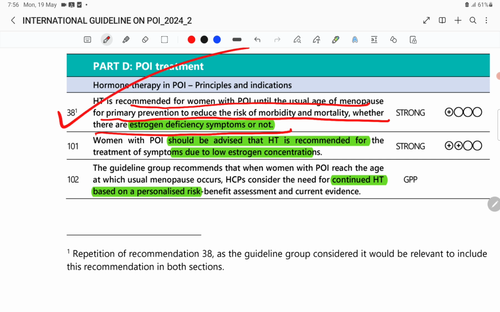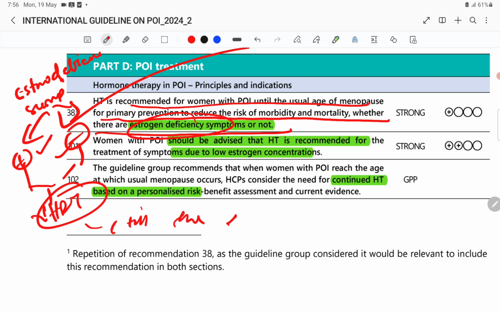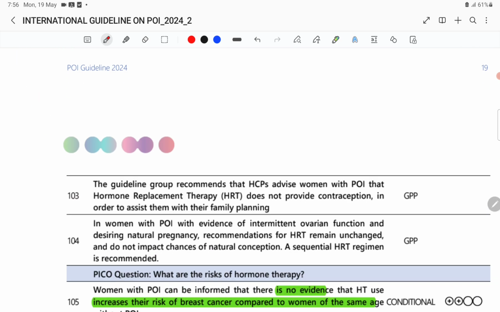So a very, very important statement here. They told: whether they have symptoms or not. Whether estrogen deficiency symptoms are present or absent, regardless of the symptoms, you have to give HRT until the usual natural age of menopause, that is 45 to 47 years. So women with POI should be advised HRT, recommended for the treatment of symptoms due to low estrogen concentration. The guideline continues: a personal risk-benefit assessment is to be done.